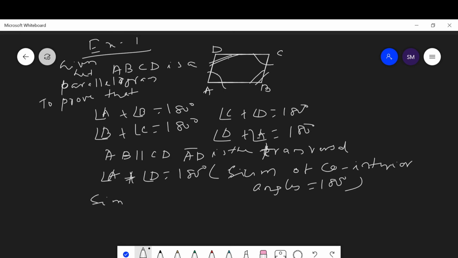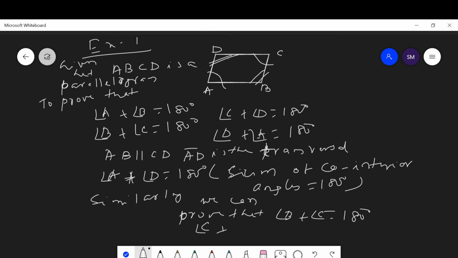Similarly we can prove that the sum of angle B plus angle C is equal to 180 degrees, and angle C plus angle D is also equal to 180 degrees, and angle A plus angle B is equal to 180 degrees. In the same way we can prove this.